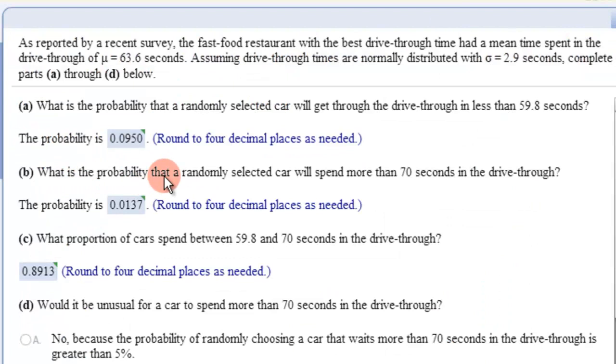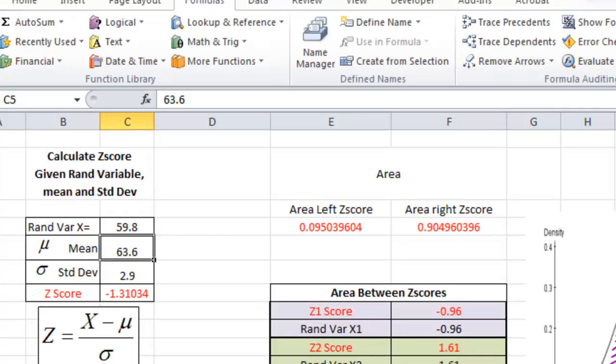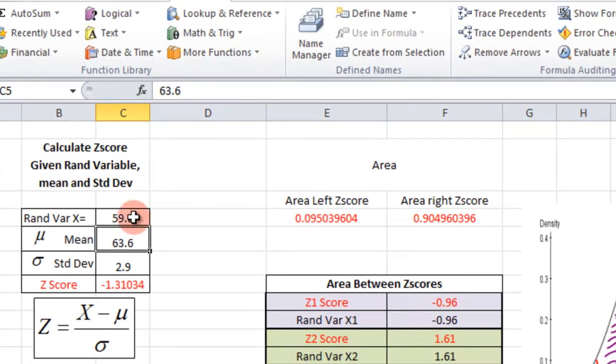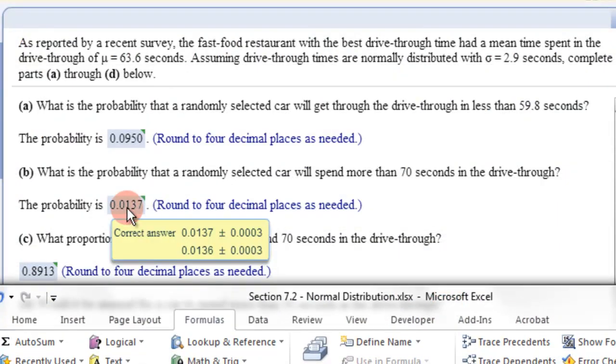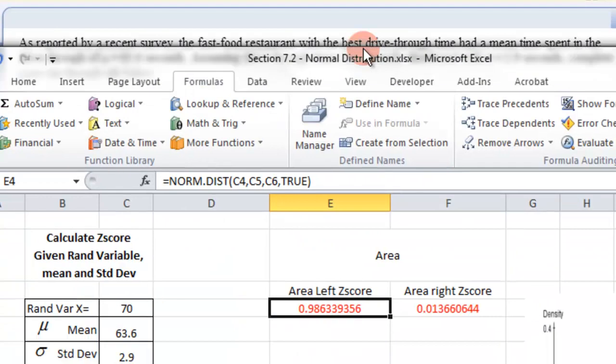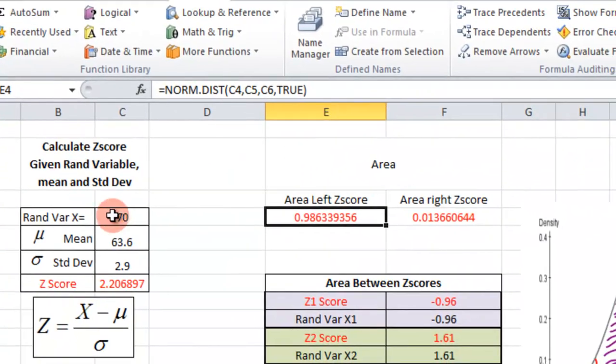Let's try another one. What is the probability that a randomly selected car will spend more than 70 seconds in the drive-through? I have the same information here, but we want more than 70 seconds, so I put 70 as the random variable. But remember, this always gives to the left, or less than. To the left, then. More would have been to the right, so that's the percent that happens: 0.01366, or 0.0137. So you can see why I made all these things. It's very quick, and we just insert the data and quickly change it, and these things are updated.